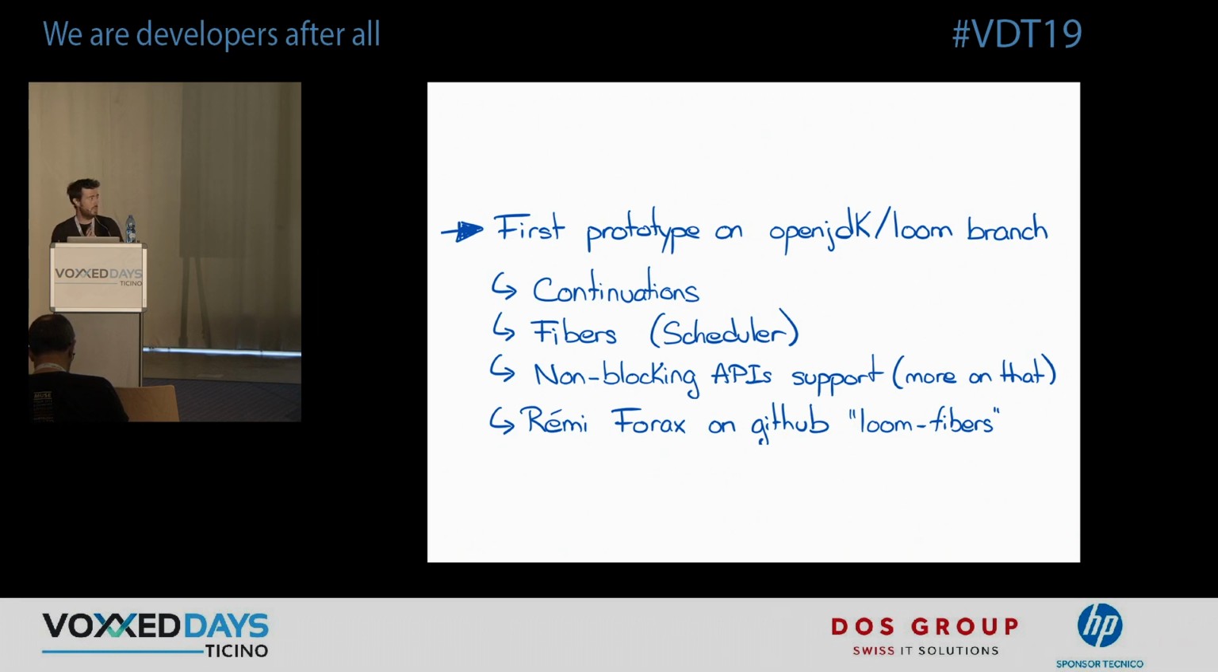If you want to do that, I highly encourage you to go to GitHub and look at a repository made by Remi Forax, which is called loom-fibers, in which he has made tons of experiments with continuations. He has implemented lock mechanisms. He has re-implemented schedulers. So it's really interesting to see how it works, I mean, at the really low level.